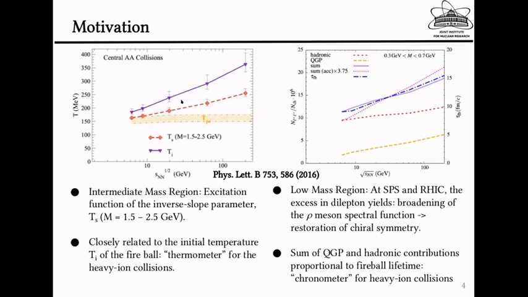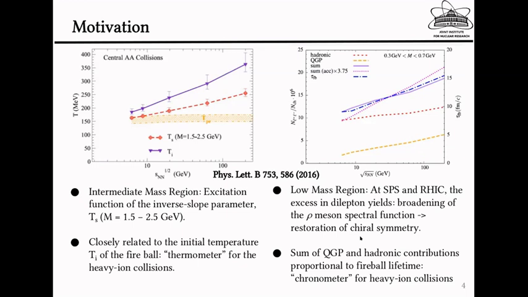If you look at the low mass region, previously at SPS and RHIC, it has been seen that the excess in dielectron yields could be associated with the broadening of the rho meson spectral function, which could further link to the restoration of the chiral symmetry. And the integrated invariant mass yield between 0.3 to 0.7, the total contribution from both QGP and the hadronic phase, seems to be proportional to the lifetime of the fireball, and such measurements can help in tracking the lifetime of the fireball and can also work as a chronometer for heavy ion collisions.